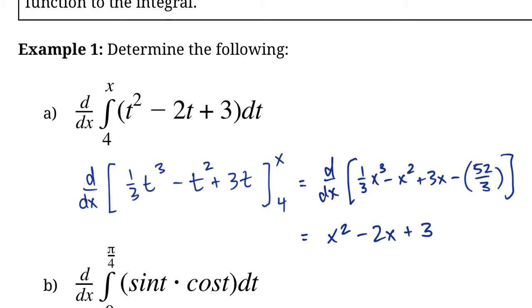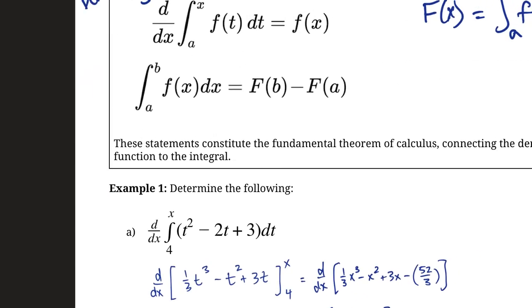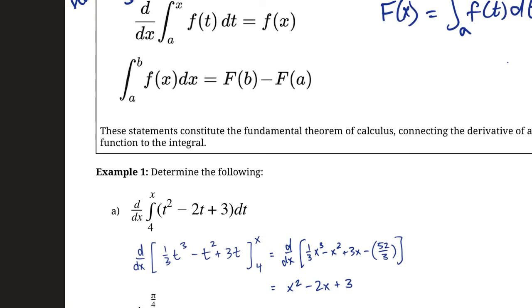Now, what do you notice? Isn't it just this, but with x's instead of t's, right? So remember, that's what our fundamental theorem of calculus states, right? It states that the derivative of an integral is the function itself. Okay? The variable might change because we plugged in that variable of x, but the function is itself, as long as it's continuous between 4 and x. And we know that this function is continuous everywhere.